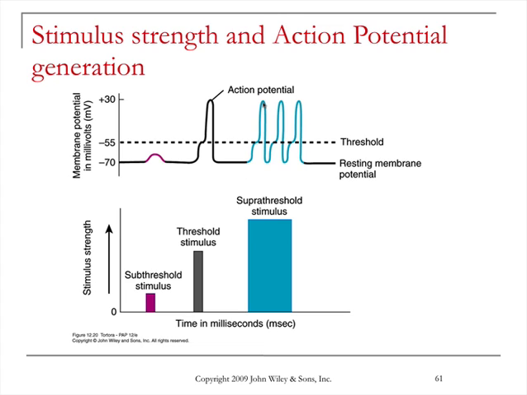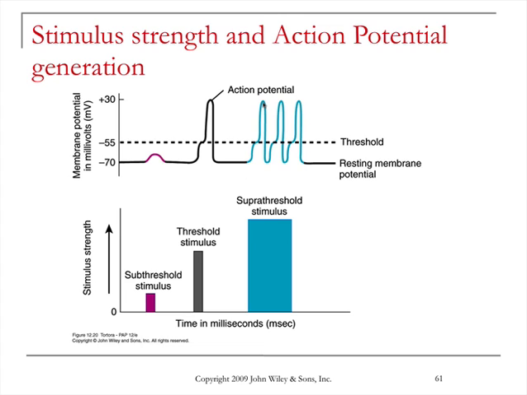Another thing that we can learn from this diagram is that when we have stronger stimuli, that is ones that are supra-threshold, then it causes an increase in the frequency of the action potentials. It doesn't cause the action potentials to get taller or higher. It just simply causes more action potentials to be generated in a period of time.